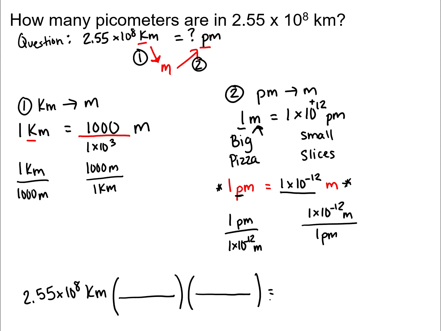So we're starting with kilometers. We need to get to picometers. Are picometers bigger or smaller than kilometers? Smaller. Much smaller. So do you expect our answer to be bigger or smaller than the number of kilometers that we have? I see a question here, so let me answer that first.